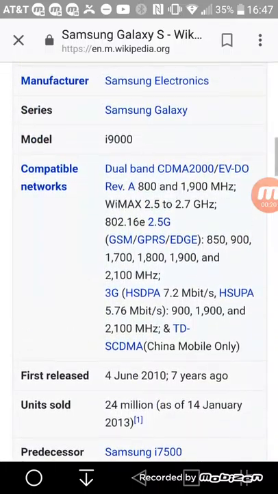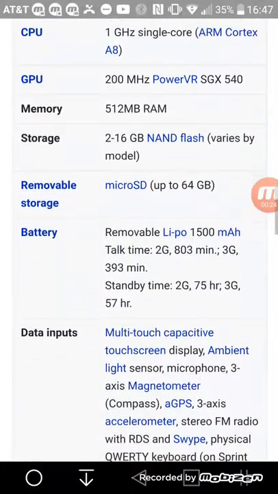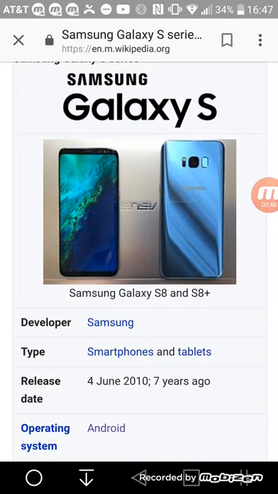Wait, this is not the right one. Okay. That's not the right Wikipedia that was on. Not the right one. Sorry, but okay. I hope this is the right one. Okay, this has to be.